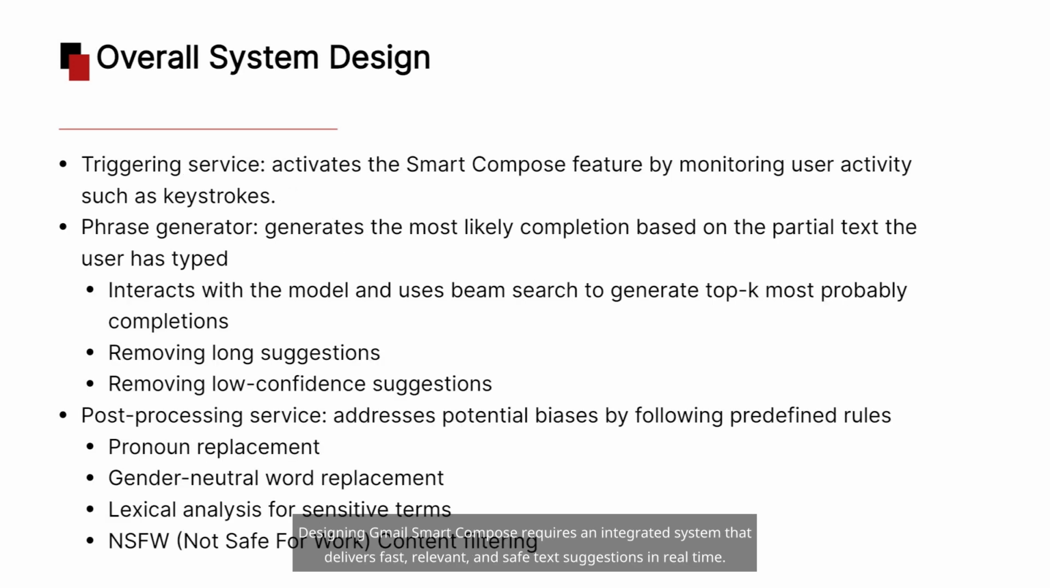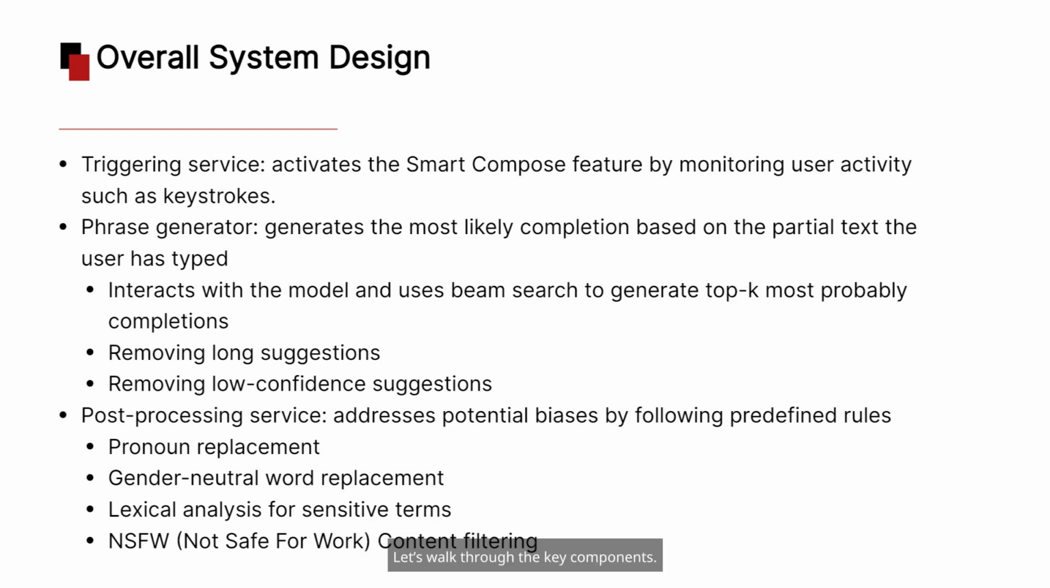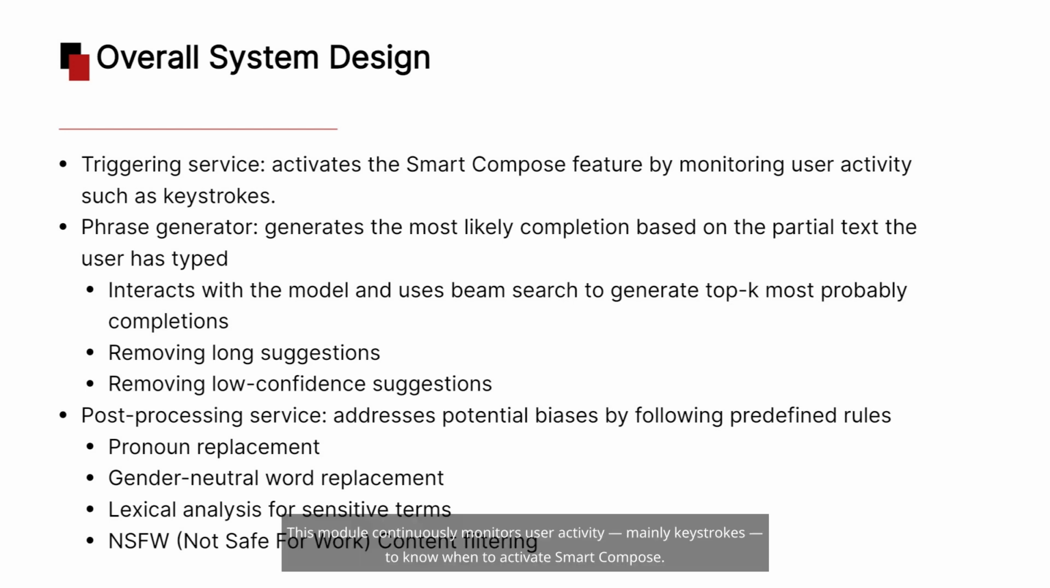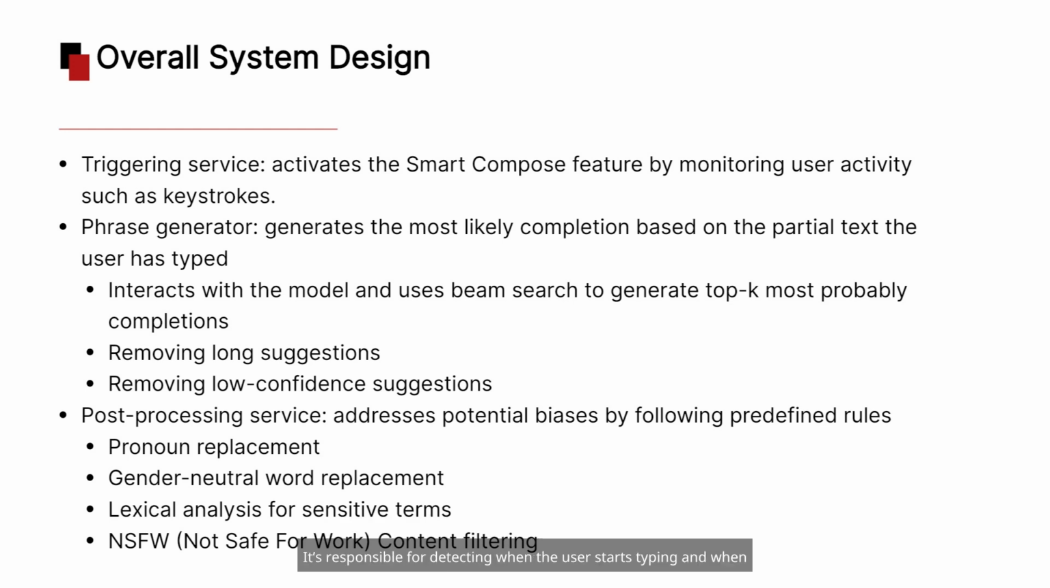Designing Gmail Smart Compose requires an integrated system that delivers fast, relevant, and safe text suggestions in real time. Let's walk through the key components. First, triggering service. This module continuously monitors user activity, mainly keystrokes, to know when to activate Smart Compose. It's responsible for detecting when the user starts typing and when the model should generate suggestions, ensuring responsiveness without unnecessary computation.